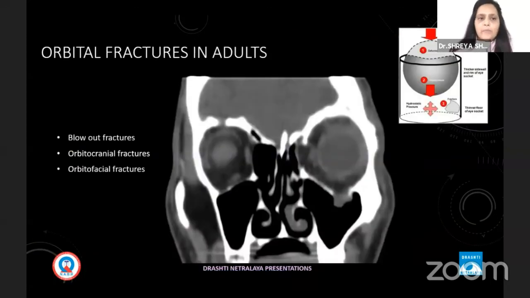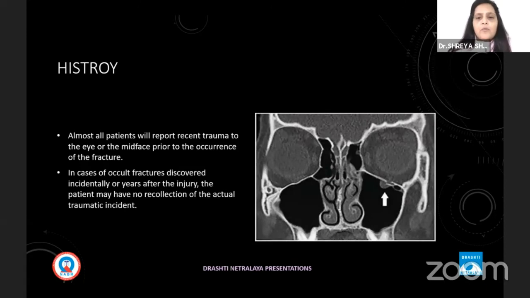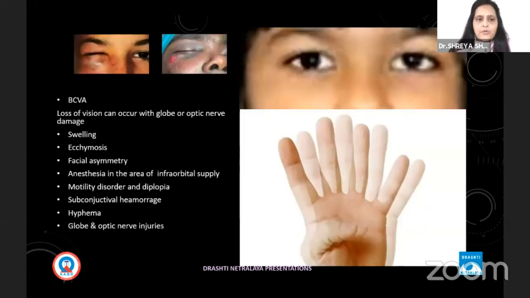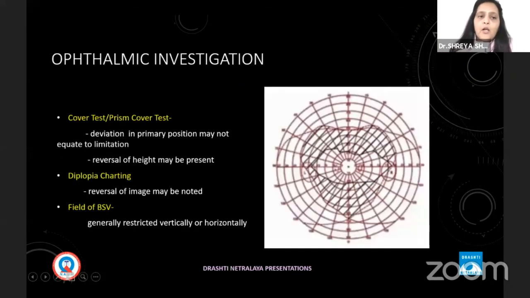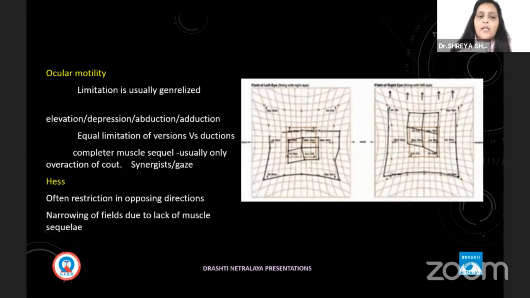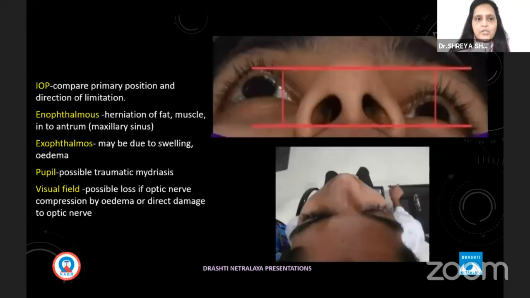After 7 years, orbital fractures, like blowout first, and then cranium, and then facial. Almost all patients will have a history of trauma, and that can be taken care of by examination of vision, swelling, ecchymosis, facial asymmetry, anesthesia around the infraorbital supply, motility disorders, subconjunctival hemorrhage, hyphema, and globe. Along with the cover test, diplopia charting, field of binocular single vision, and Hess charting to see the restrictions.